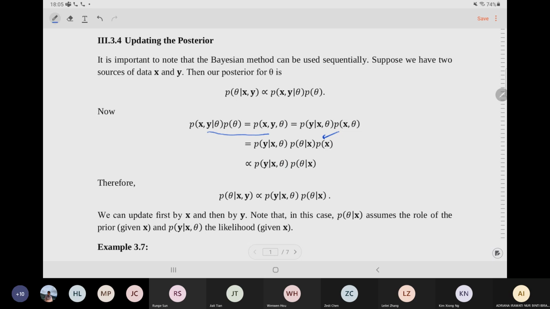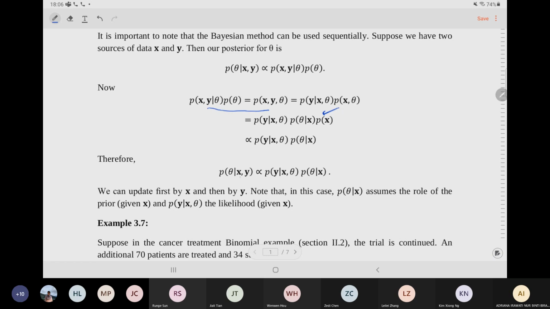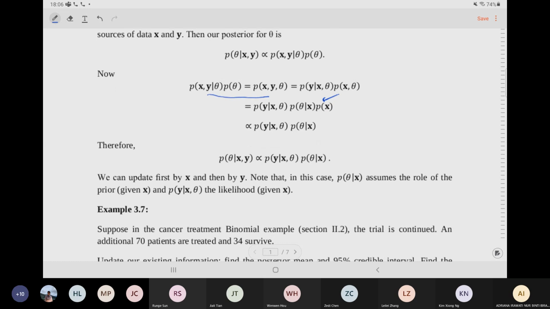This means that if I have data Y, I can update it based on theta given X. If I have two sets of data, X and Y, or a joint of X and Y, then it's proportional to the likelihood, the conditional of Y given X and theta, times theta given X. So we can update first by X, and then we update by Y. Your X comes first and then you have your Y.